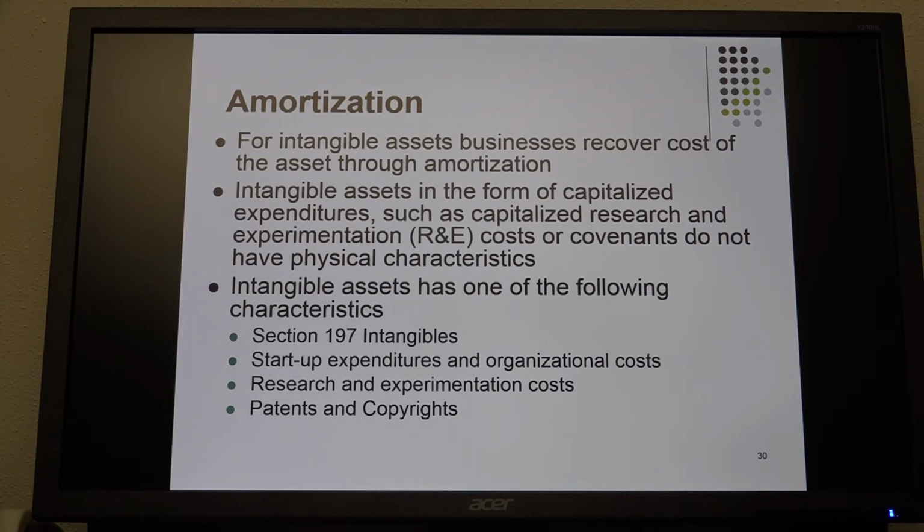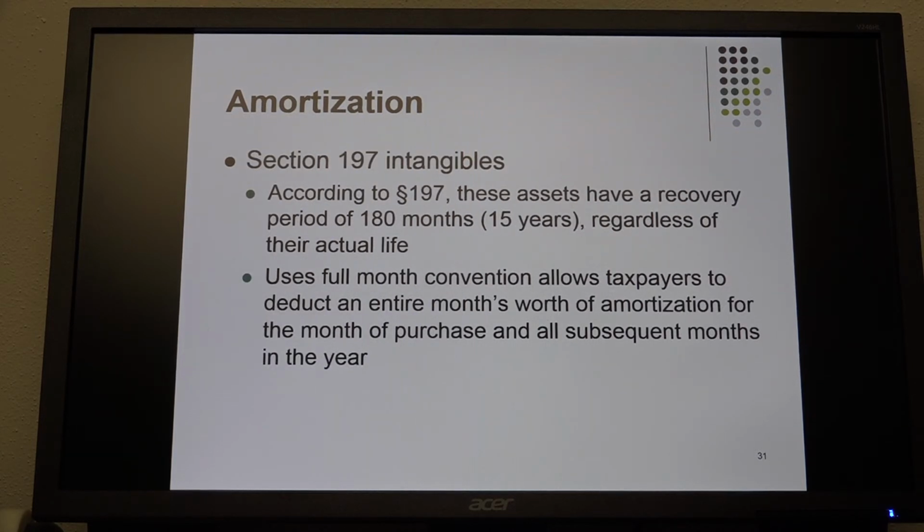Well, actually, what Section 197 covers is when you purchase, let's say, a patent. You didn't produce the patent. You did not develop the patent. You simply purchased the patent from someone else. That's a Section 197 intangible. Another type of intangible asset is startup expenditures and organizational costs. We'll talk about that in a second. Then there are research and experimentation costs, and patents and copyrights that you develop in-house yourself. For purchased intangibles, these assets have a recovery period of 180 months, which is 15 years, regardless of their actual life.